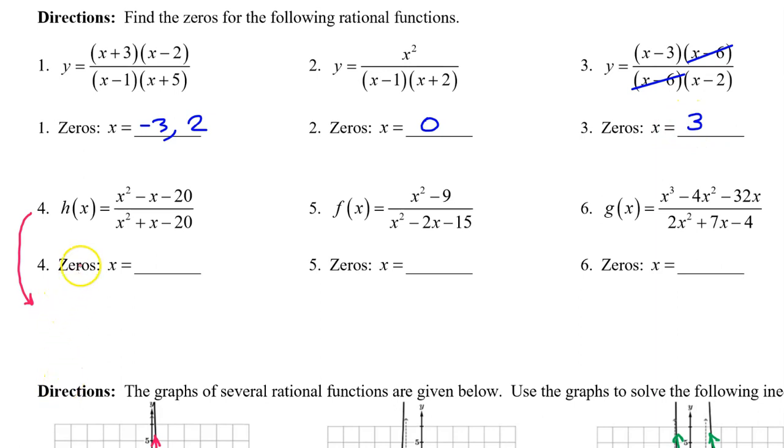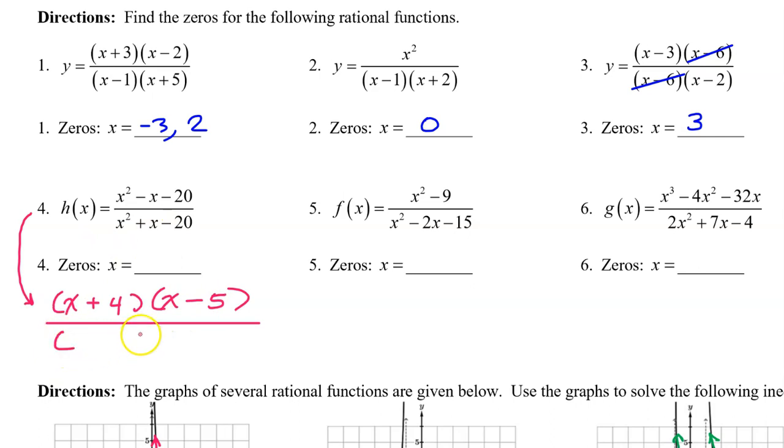Before we identify the zeros of number 4, we need to factor the numerator and the denominator. So this is going to factor as a binomial times a binomial in the numerator. X squared will factor as x times x. 20 will factor as 4 times 5. Inner plus outer must equal middle. To get a middle of -1, I need a +4 and a -5.